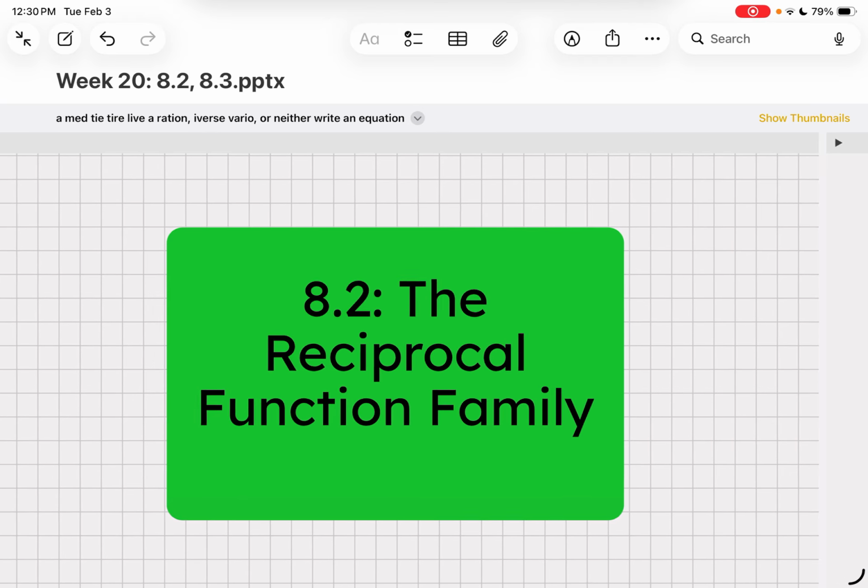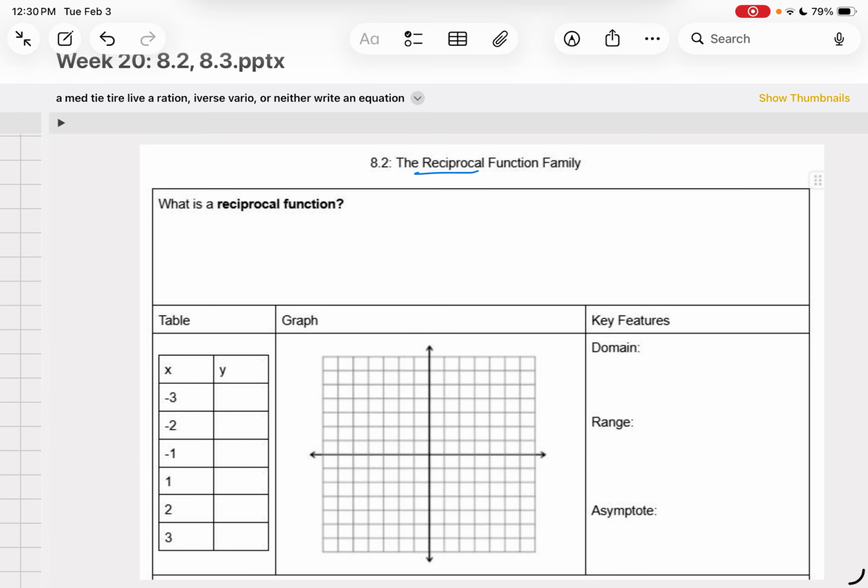8.2 is all about reciprocal functions. If you think of the word reciprocal, that means if I have 1/2, the reciprocal of that is going to be 2 over 1, which is just 2. So the reciprocal function is an inverse variation. So think about y equals k divided by x.